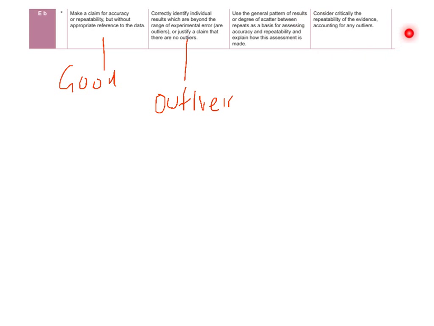Consider critically the reliability of the evidence, accounting for any outliers. It's basically this, but you've got to go into some detail. You've got to be very thorough looking at your results and state how good the results are in your experiment.